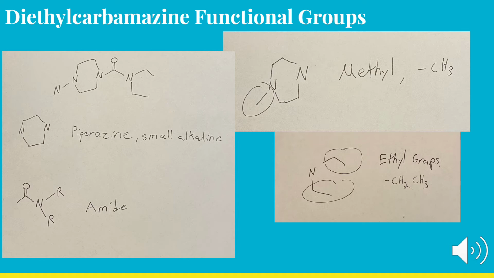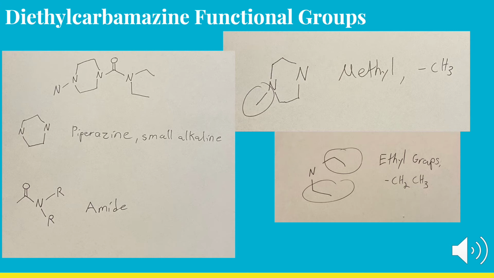Here are the functional groups of diethylcarbamazine. The first group that I'm familiar with is the amide, which is a double bonded oxygen carbon with a nitrogen attached and two R groups bonded to the nitrogen. The second group that I'm familiar with is a methyl, of which diethylcarbamazine only has one. It is circled in the upper right hand corner. A methyl group is CH3.